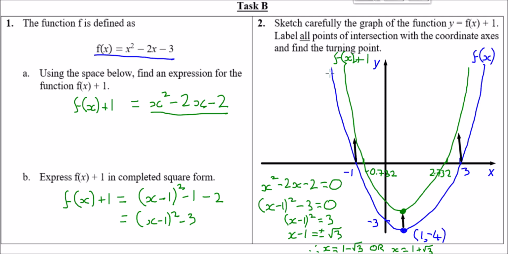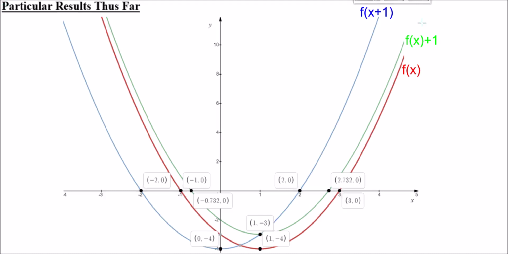So let's see if we can generalize what we've got so far. So using the particular results, and these are just a few because from the warm-up and task A and task B, I've actually got quite a lot. So just picking out a few particular results. So let's have a look at these curves. So I've put in red f of x, I've put in green f of x plus 1, I've put in blue f of x plus 1 all in brackets, and all these coordinates relate to these different curves. So it's called the information overload.